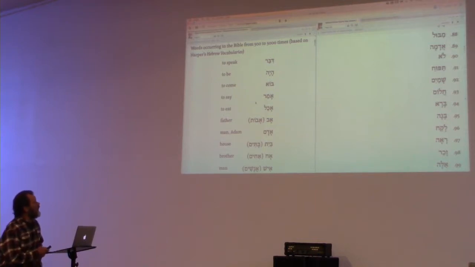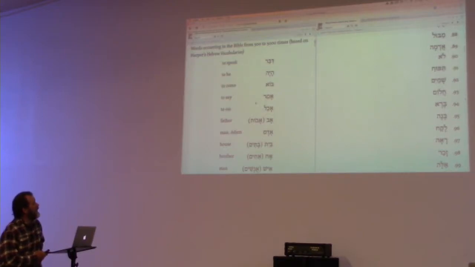And really focus on not only learning the word, because these words right here are used 500 to 5,000 times. So you get these words, and then you understand how they're conjugated in the different forms they basically appear in their paradigm. You're recognizing a lot of words in the Bible.